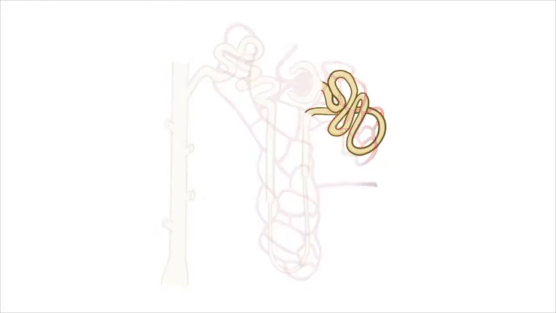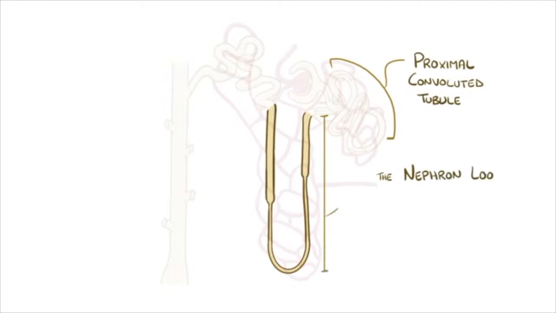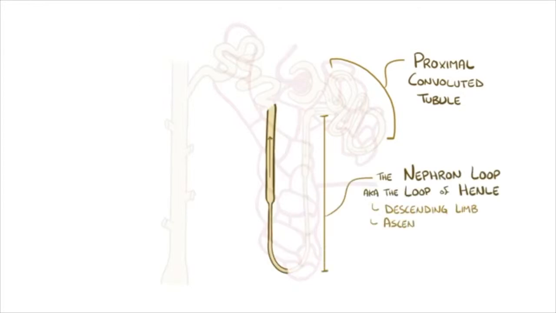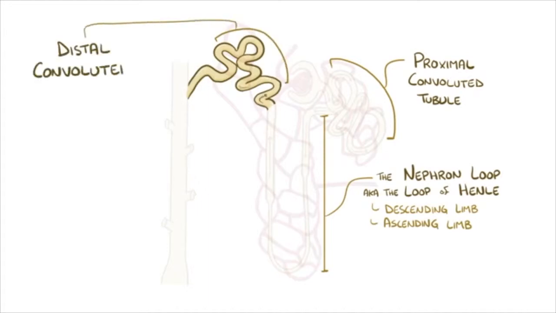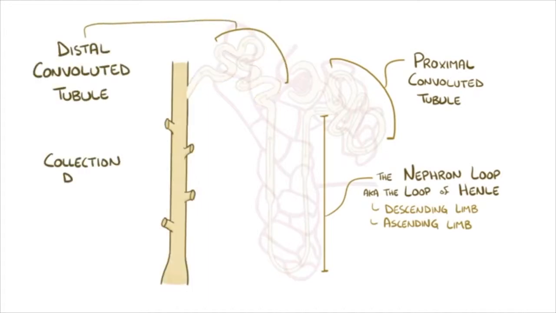Alright, so the renal tubule itself can be divided into the proximal convoluted tubule, the nephron loop, also known as the loop of Henle, which is made up of the descending limb and the ascending limb, the distal convoluted tubule, and finally the collection ducts, which ultimately send the urine to the minor calyces.